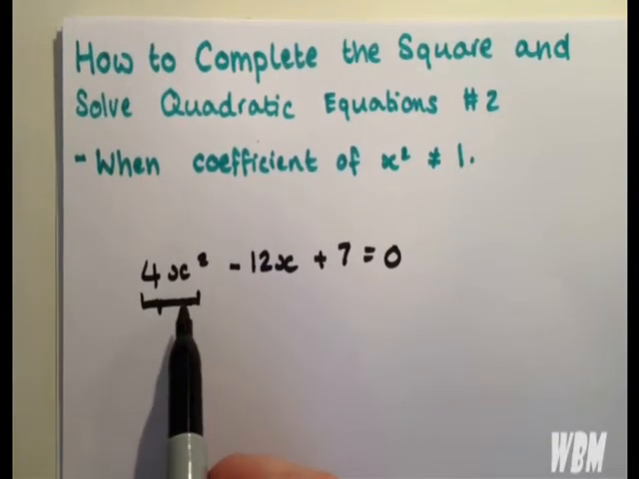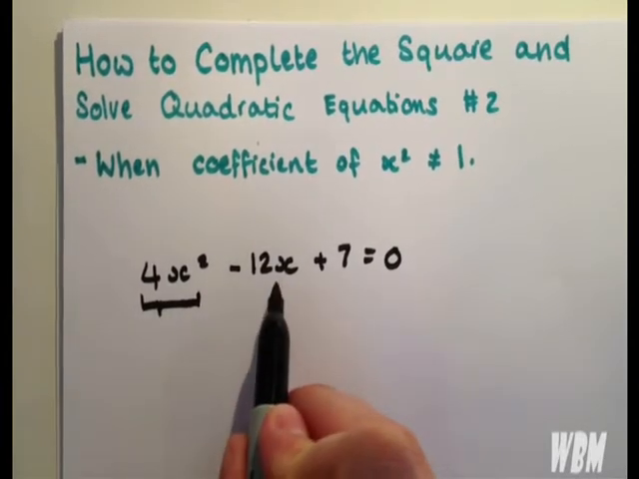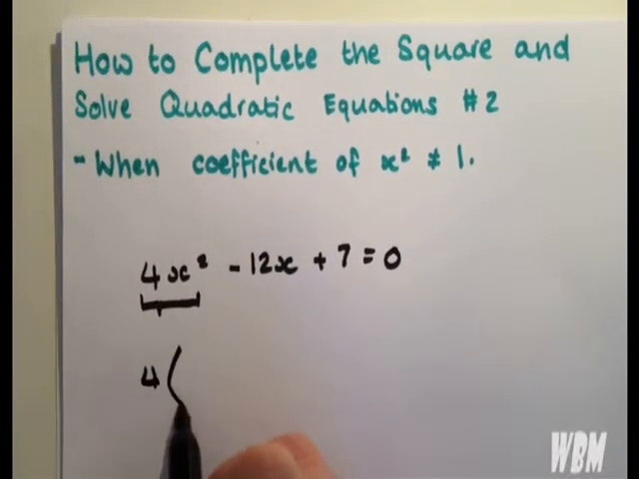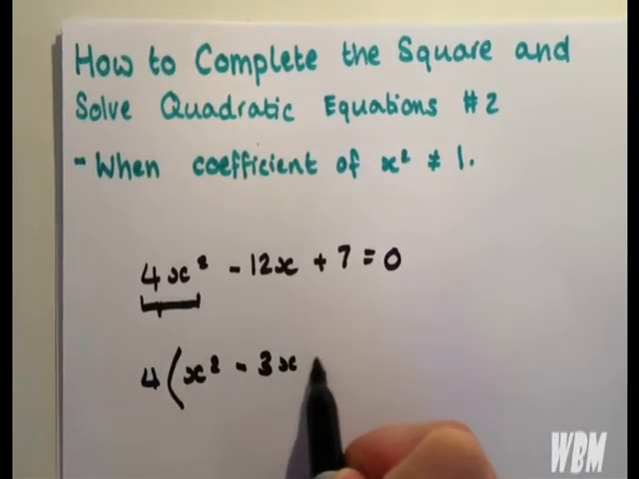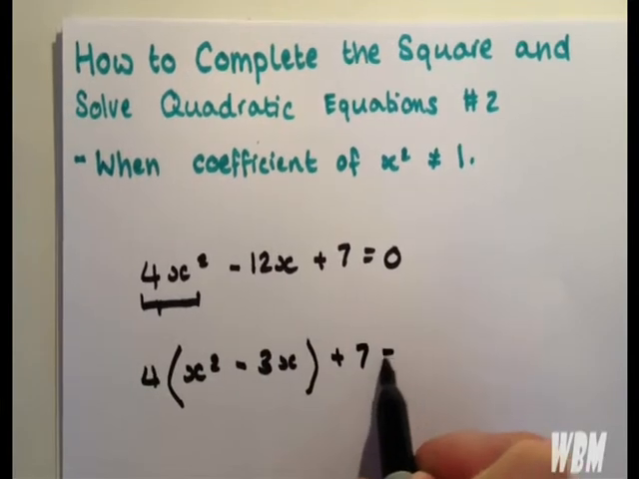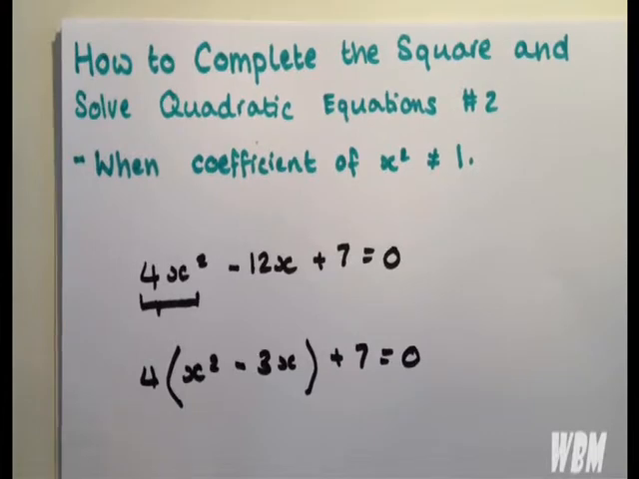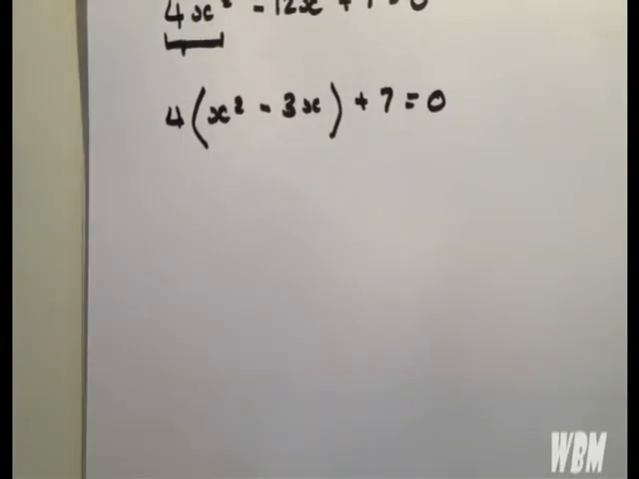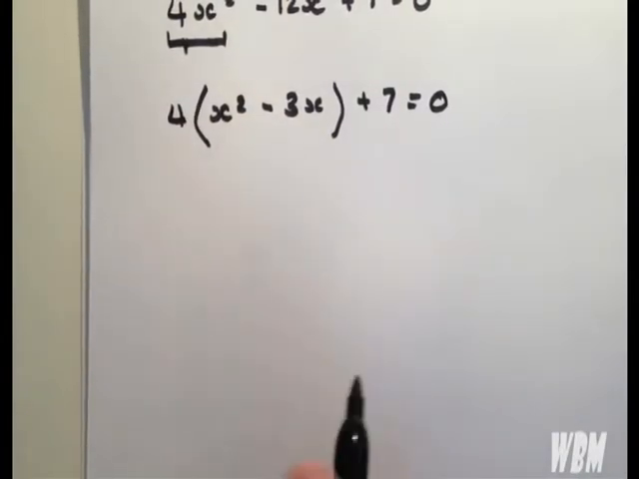So first we remove the 4 by factoring it out of x squared and minus 12x. So we have 4 x squared minus 3x. Now note that we have x squared minus 3x in a form that we are much more familiar with now.